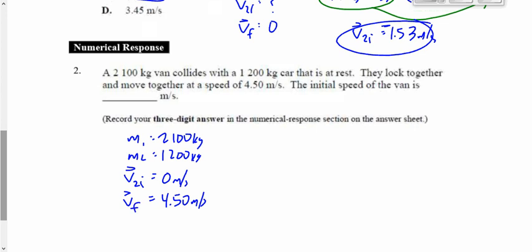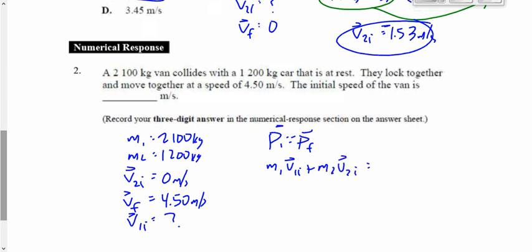Now, what are we looking for? The initial speed of the van. Now we're looking for V1I, right, Sarah? Okay, isolated system, no external forces. Immediately before, immediately after, we can say PI is equal to PF. Two objects before: M1 V1I plus M2 V2I.